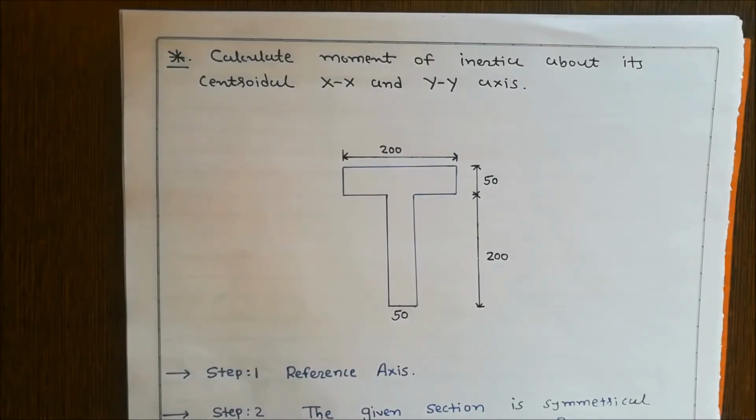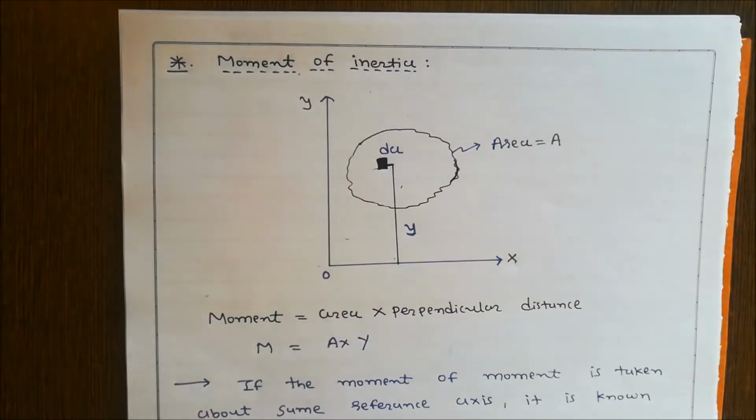Hello friends, today we discuss how to find the moment of inertia of a T section. So first question is, what is moment of inertia? The meaning of moment of inertia is the second moment of area.